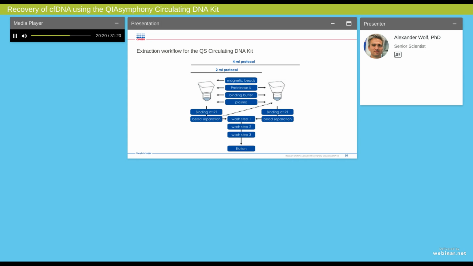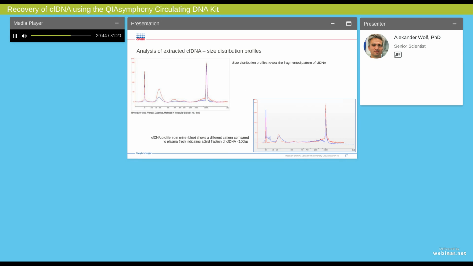I hope that this scheme also illustrates how we could address high input volume protocols up to 10 ml. We simply run through consecutive binding steps in 2 ml sample aliquots using the same bead portion. Due to the very low concentration of cell-free DNA found in plasma and urine, saturation of beads with DNA is not a limiting factor.